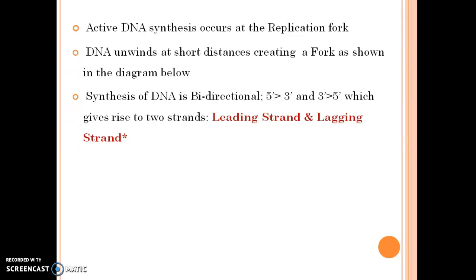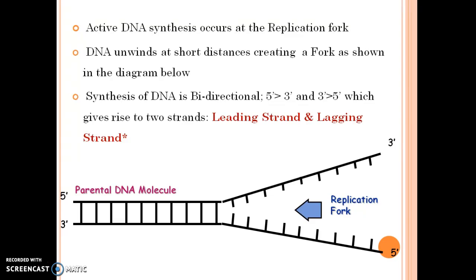Now, DNA unwinds at short distances, creating the fork as shown in the diagram below. This is the parent DNA. Then this is the replication fork. You can see that the strands of the DNA have unwound, forming the replication fork. So we said this particular point is where active DNA synthesis occurs.